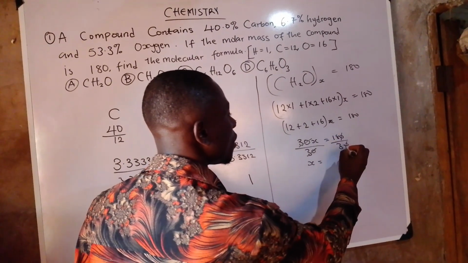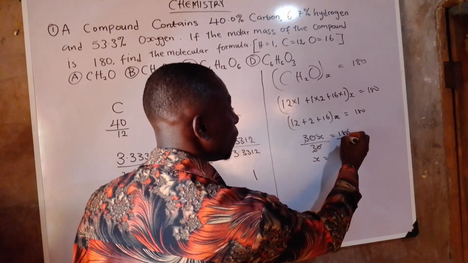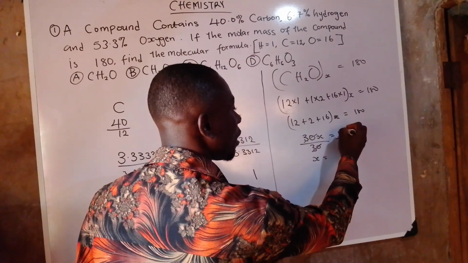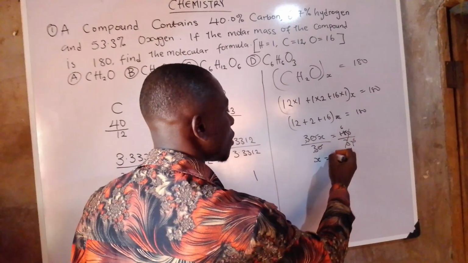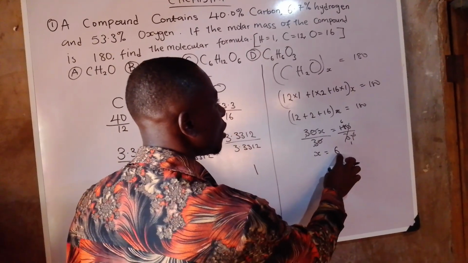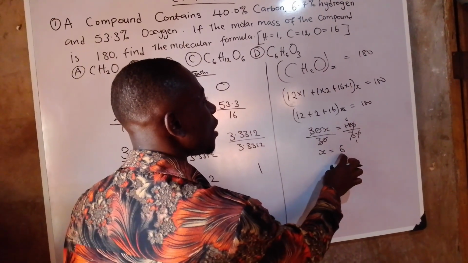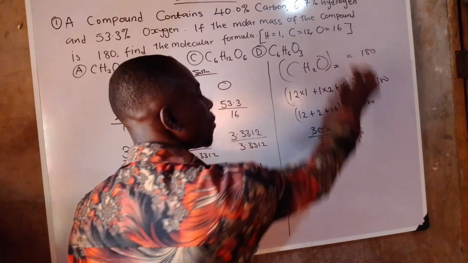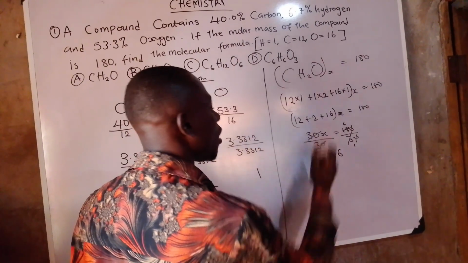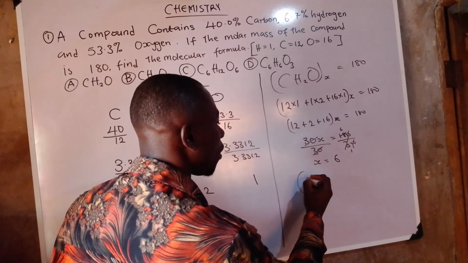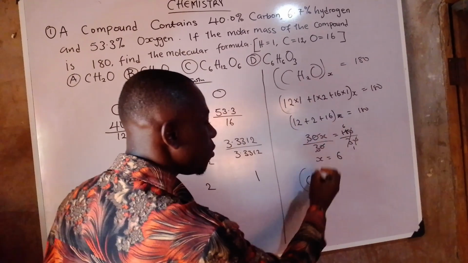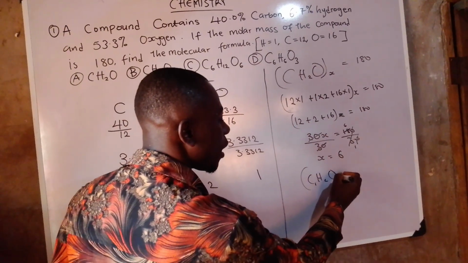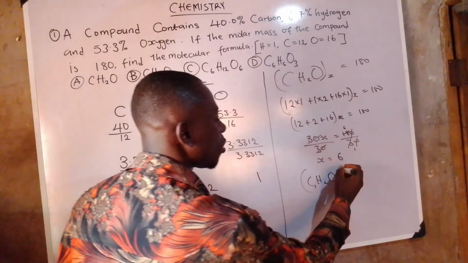Then 18 over 3 is left. 3 can divide itself 1, and 3 can divide 18 to get 6. Yes, 6. Then x is equal to 6. Please substitute 6 in place of this x in the empirical formula and see what it becomes. We're going to have this bracket again, CH2O. Mind you that this is one atom of carbon, one atom of oxygen against 2 atoms of hydrogen.